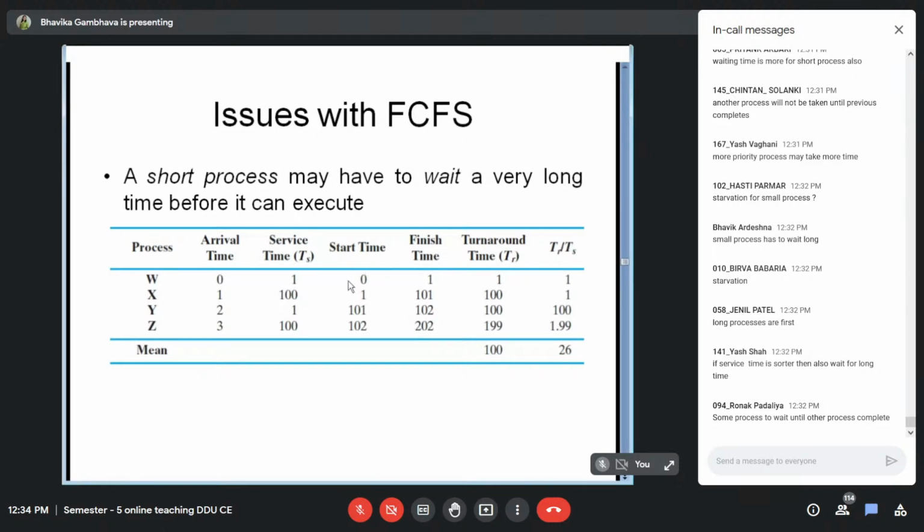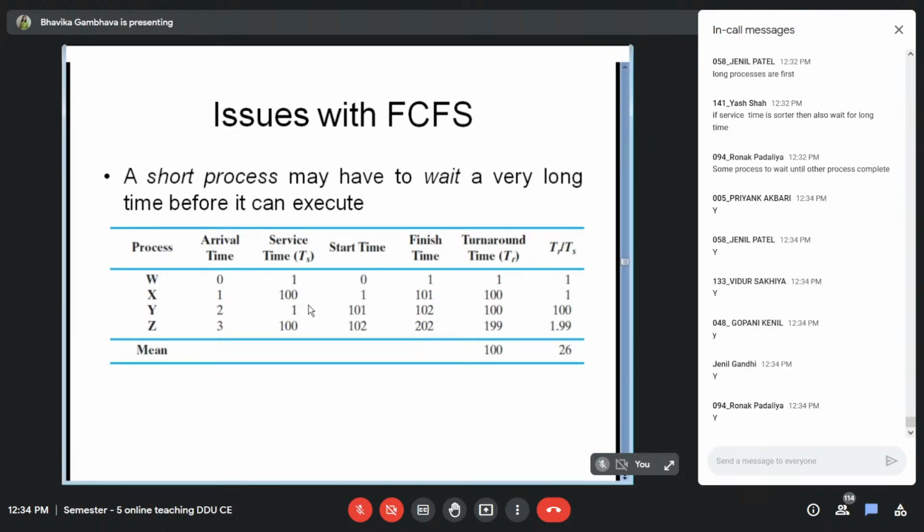So 1 divided by 1, 100 divided by 100. Here it is 100 divided by 1, so it is 100. And turnaround time 199 divided by 100, so it is 1.99. So which is the maximum suffered process here?